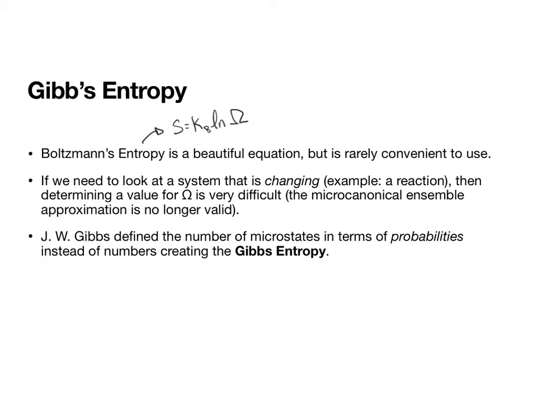So to deal with this, Gibbs, yes, Gibbs free energy, the same person, defined the number of microstates in terms of probabilities instead of counts. And this created a term known as the Gibbs entropy. And this is a much more usable definition of entropy than the Boltzmann entropy.